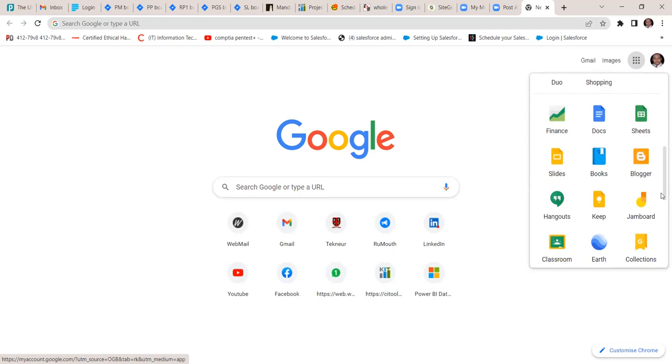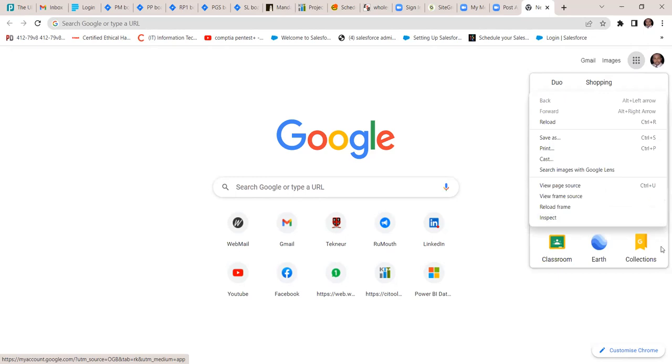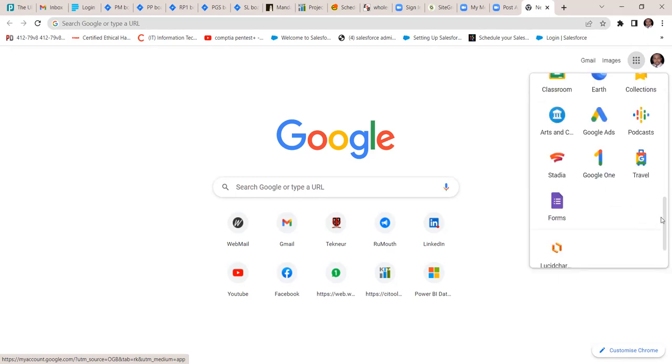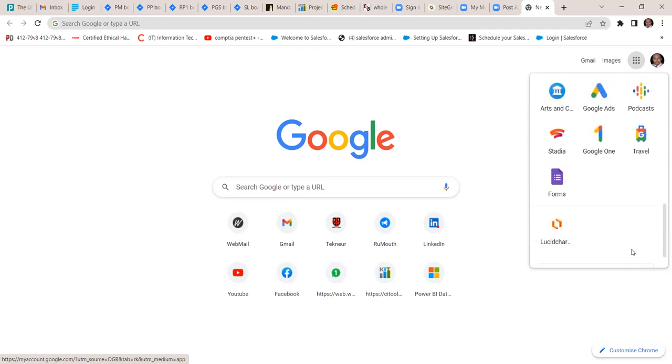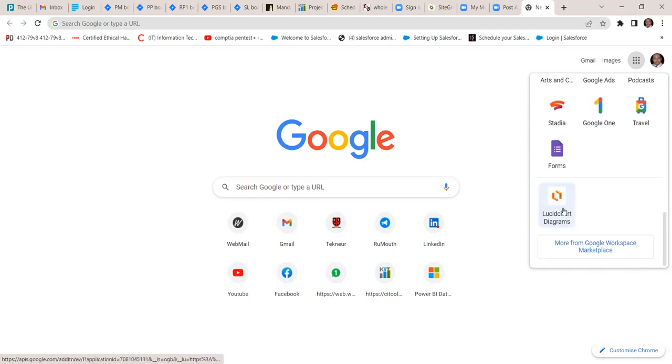This is where I'm coming to. This is Google Doc. It's like Microsoft Word. This is Google Sheet. It's like Microsoft Excel. This is Google Slide. It's like Microsoft PowerPoint. So this is a whole lot you can do with Google. And this is Google Lucidchart. This Lucidchart is like Microsoft Visio.